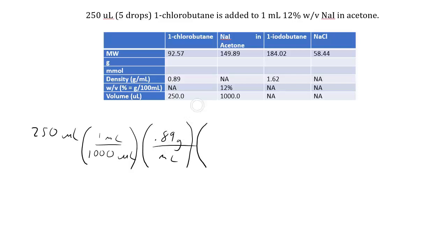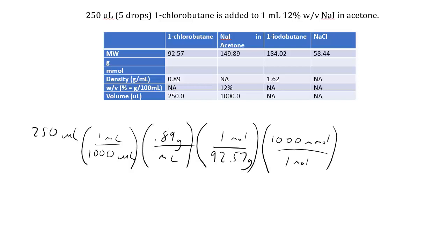Okay, so now that we're at grams, we can use the molecular weight of this compound, 92.57 grams, and moles is on top, so this is in units of grams per mole. Moles on top, we have 1 mole on top. The table asks for millimoles, so we need to convert moles to millimoles, and there are 1,000 millimoles for every 1 mole. Alright, so now plugging this whole thing into your calculator and you'll end up with the number of millimoles of 1-chlorobutane.